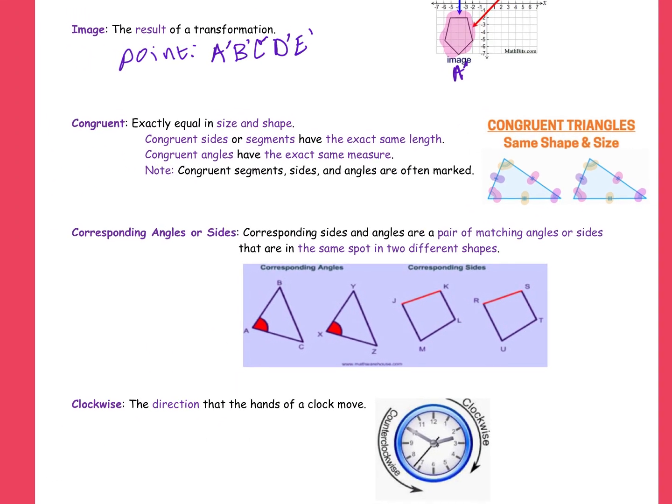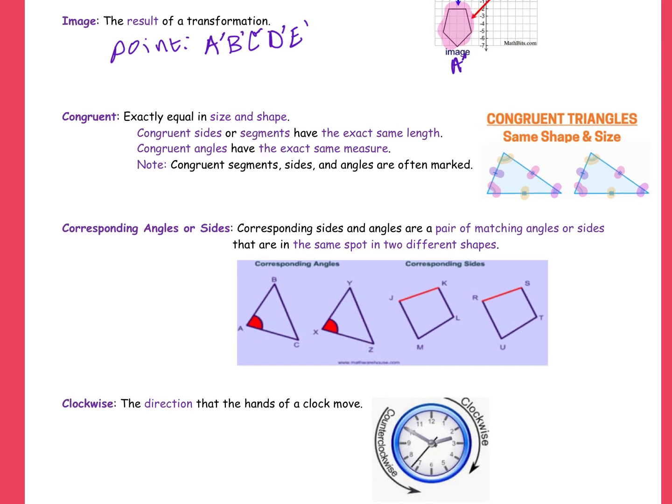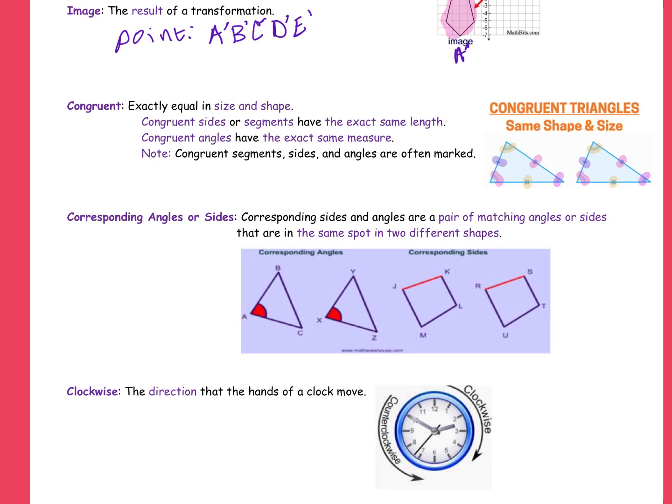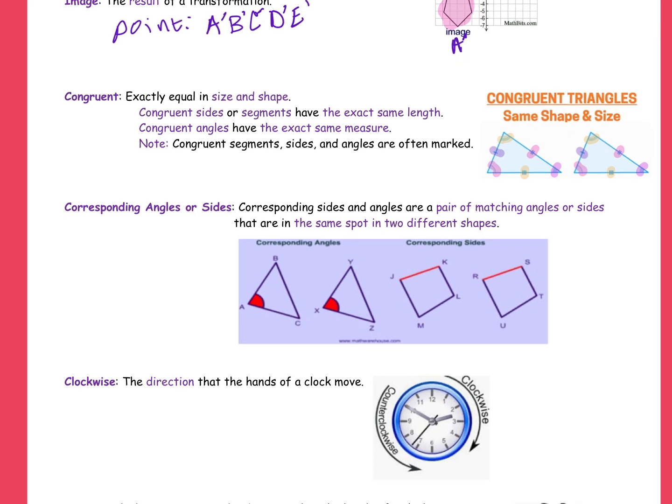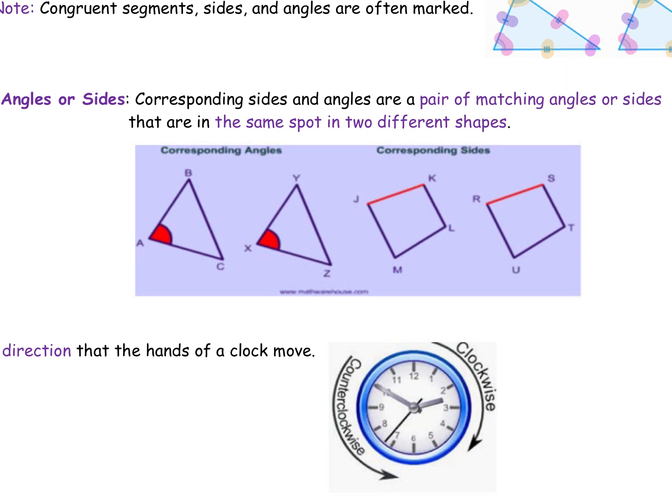And so then it says our next vocabulary word, there's a lot of vocabulary, by the way. Corresponding angles or sides. Corresponding sides and angles are pairs of matching angles or sides that are in the same spot in two different shapes. So if I look at my picture, notice that angle A, which is here, and angle X is here. They're the same angle in just two different shapes. Okay, they're in the same place. And then JK here and RS.